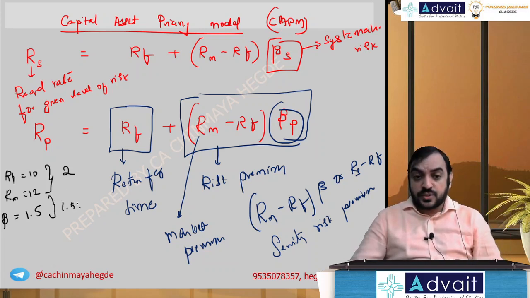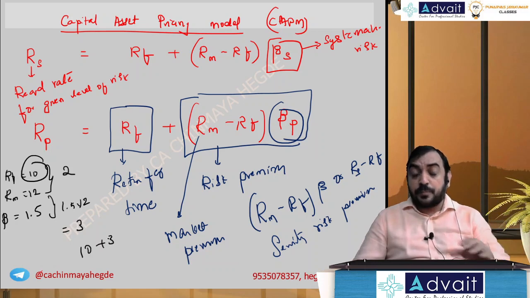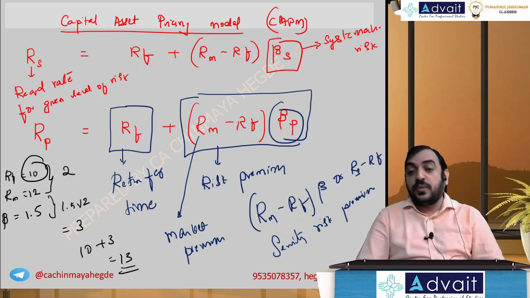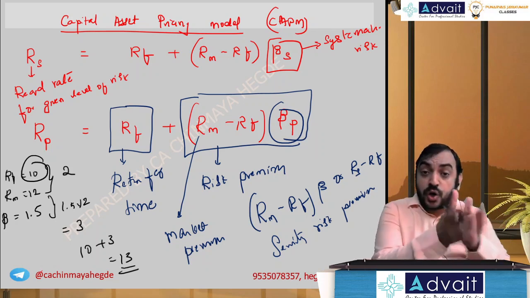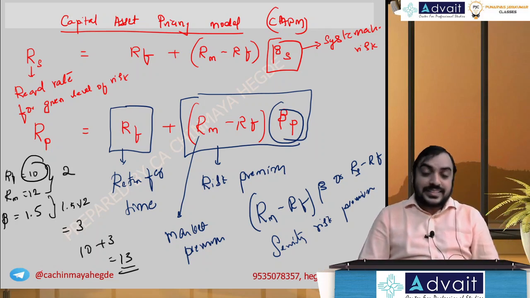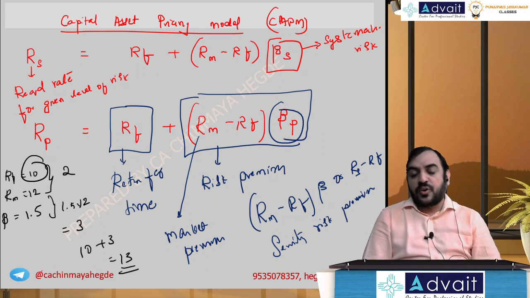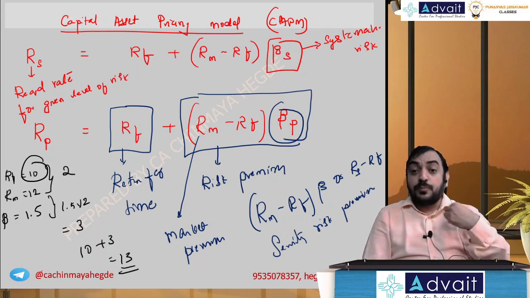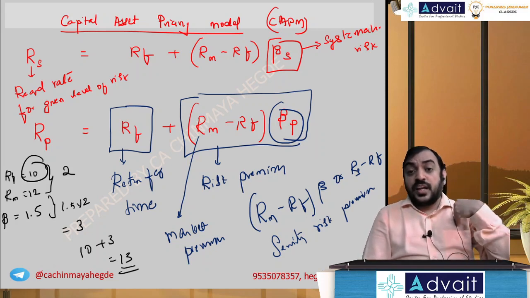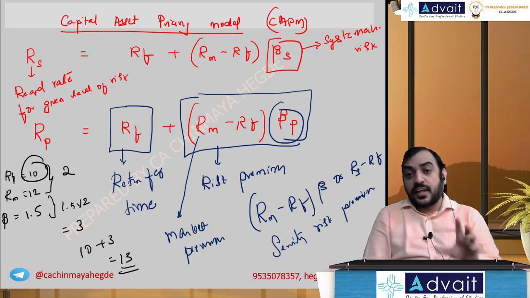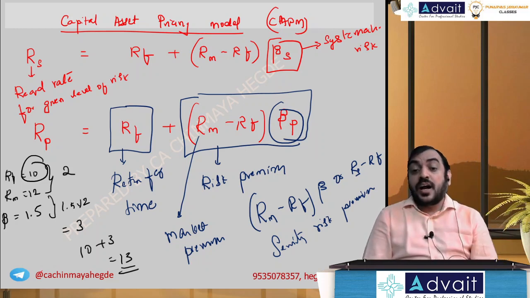So 1.5 times 2, I need to get a risk premium of 3%. So 10% risk-free plus the risk premium. Ultimately, my security should give me 13% return for taking so much risk. That's what Rf 10, Rm minus Rf, 12 minus 10, into beta 1.5. Because I take more risk than the market, I need to get more risk premium than the market. That is what is justified by Rm minus Rf.